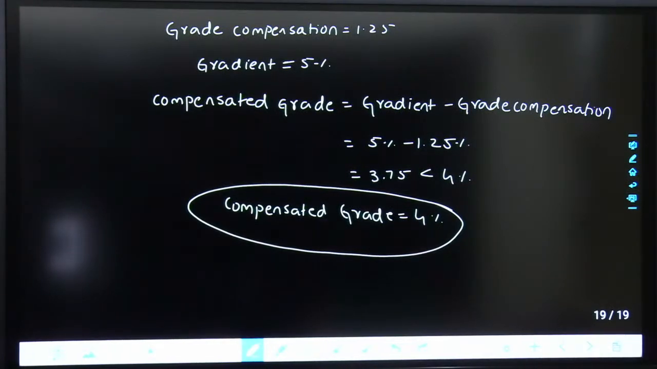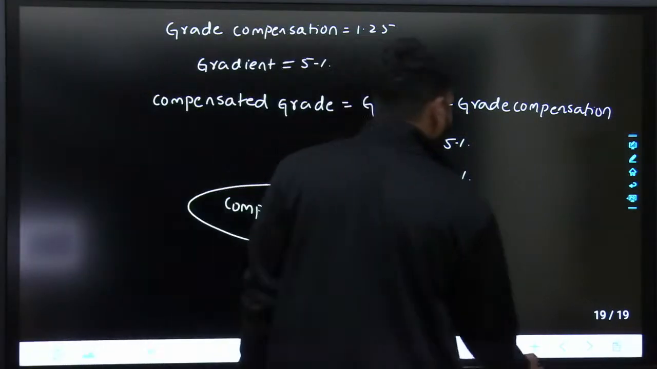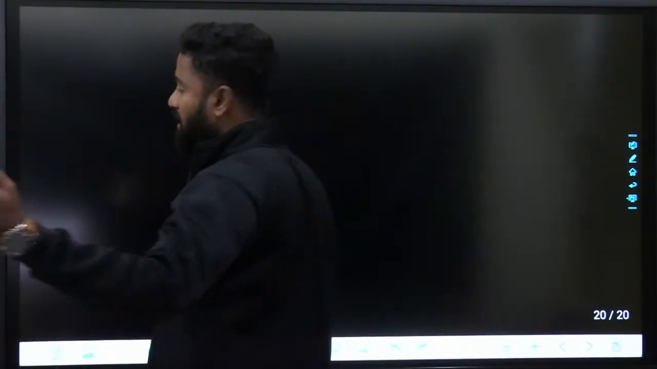An exceptional gradient may be provided up to 1/12 along hilly roads if the length does not exceed dash meter per kilometer. Wonderful question, which I didn't understand anything. Please send the question on WhatsApp.